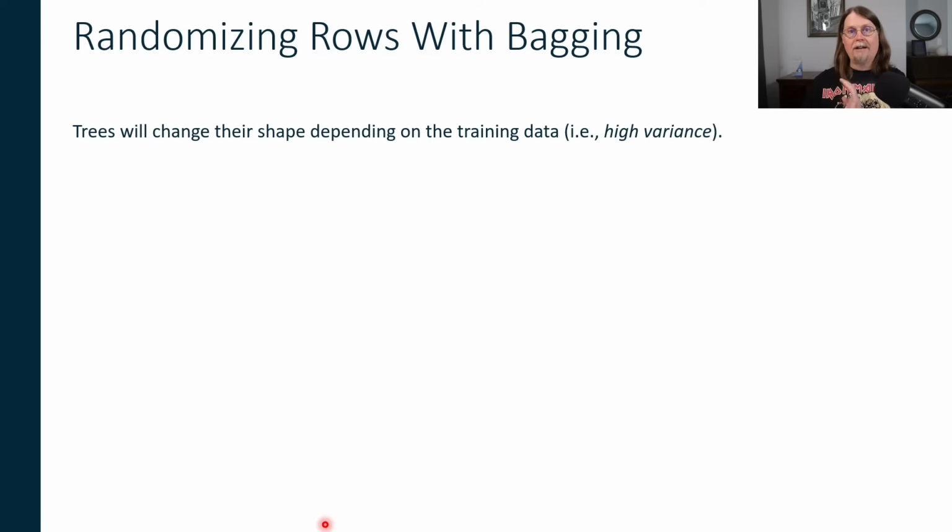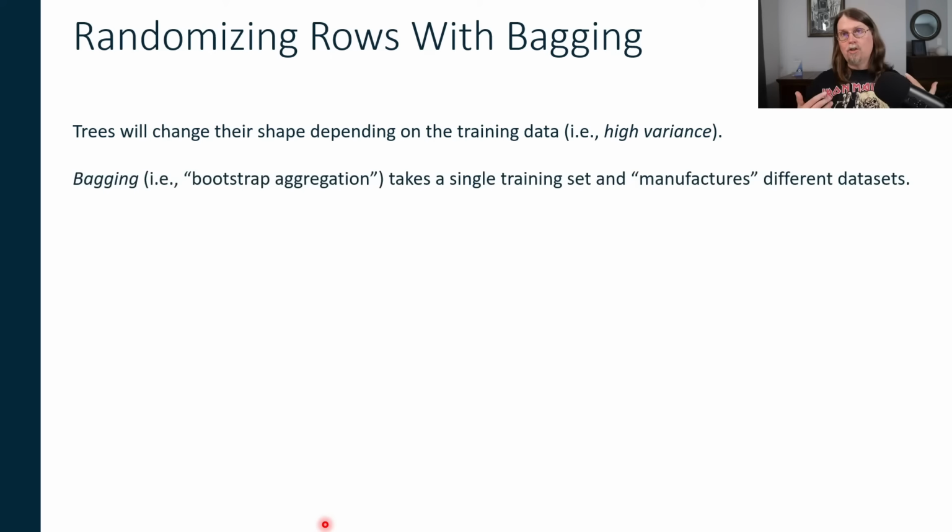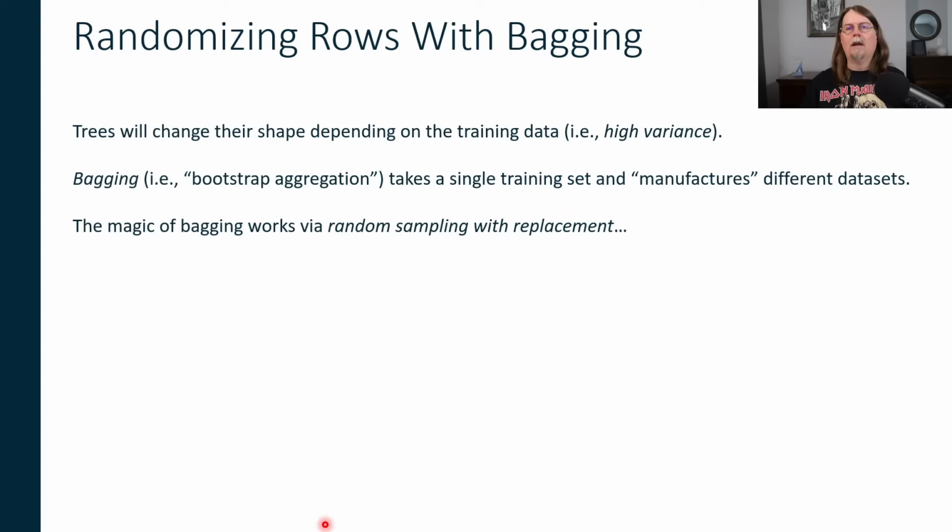We know that trees will radically change their shape if you give them different data. Bagging, which is short for bootstrap aggregation, takes a single training data set, takes your single set of data, and then, quote unquote, manufactures different data sets, and then provides each one of these different data sets to all the trees in the forest. Different trees have different data. They look different from each other. Boom, we get an ensemble. Now, the magic of bagging is pretty simple to understand. It relies on random sampling with replacement.